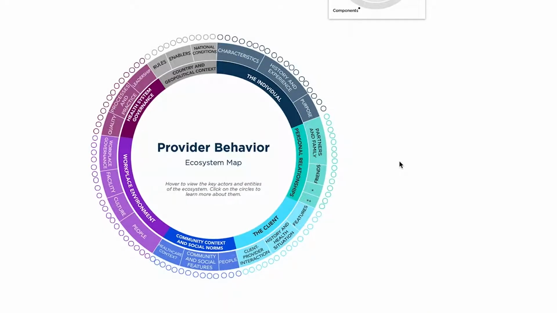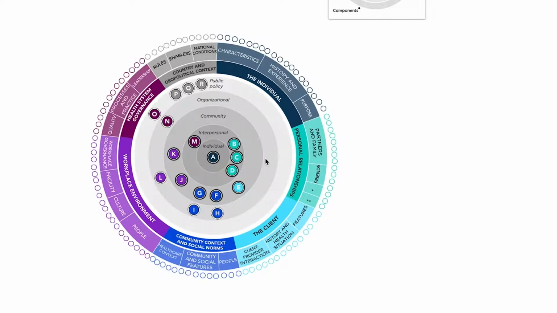The Provider Behaviour Ecosystem Map visually displays the complex system in which facility-based providers operate. It shows the actors, entities and other elements that influence provider behaviour. It also highlights the relationships between those elements. Let's start at the centre of the ecosystem map. Here you will find the actors and entities.